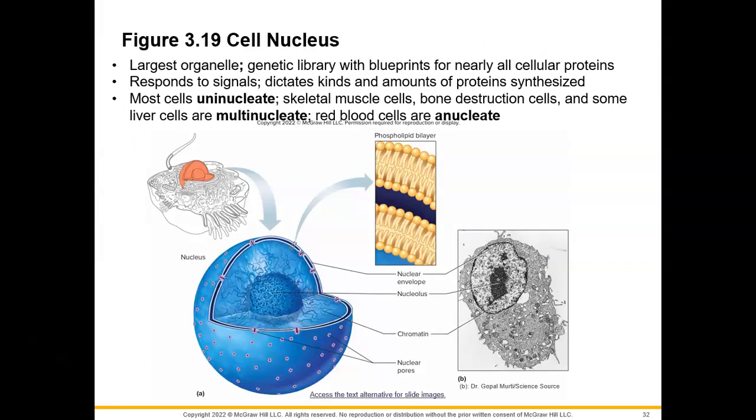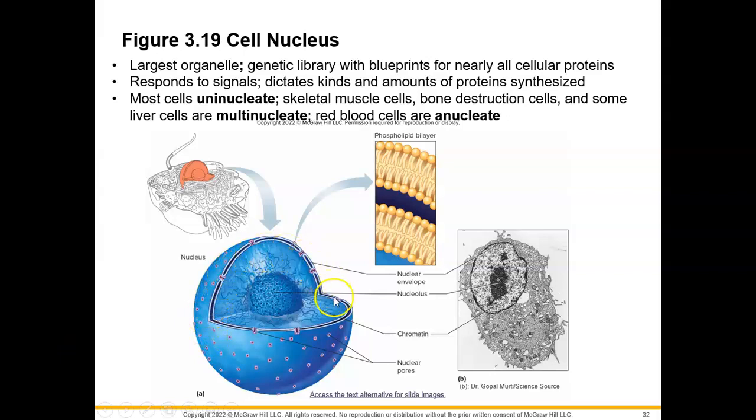The cell nucleus is the largest organelle. It's the genetic library with blueprints for nearly all cellular proteins. It responds to signals, dictates kinds and amounts of proteins to be synthesized. Most of our cells are uninucleate, meaning they have one nucleus. But some cells, like skeletal muscle cells, bone destruction cells, and some liver cells are multinucleate. Red blood cells are anucleate, meaning they have no nucleus at all.